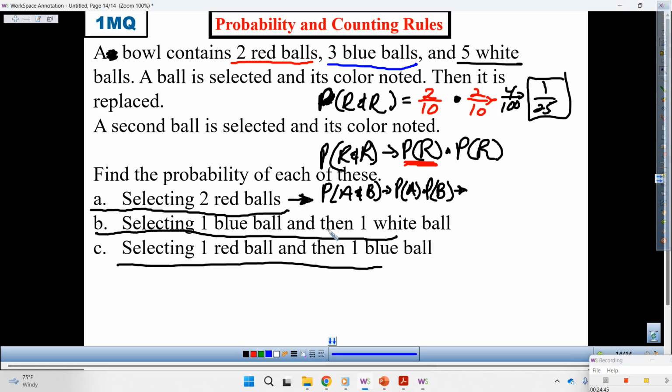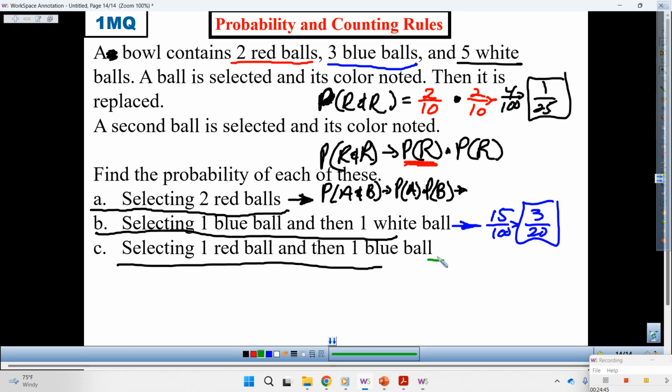All right. Let's go for B. What'd you get for B? What was your total, Mel? Before you simplify, 15 over 100. And then simplify, that becomes 3 over 20. Hands, have you got that? That is correct. Let's go.